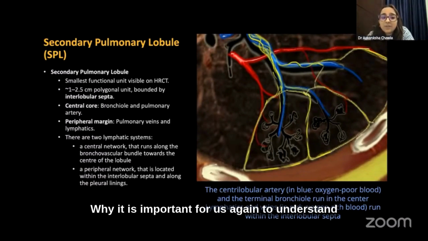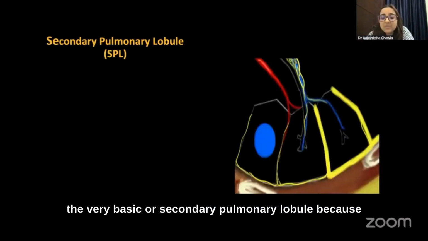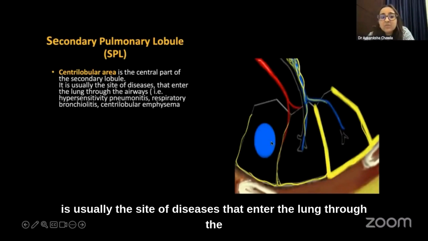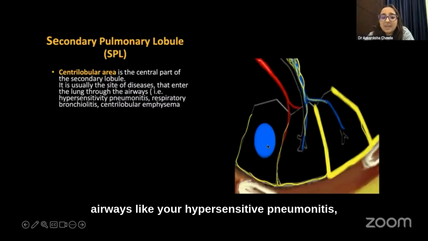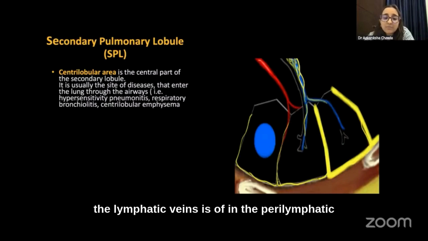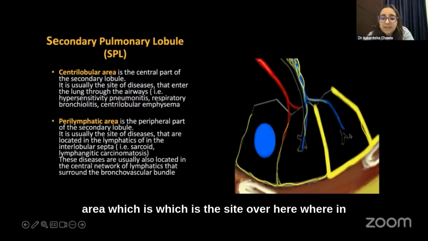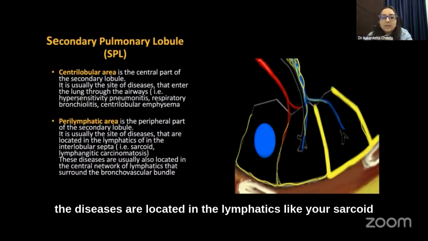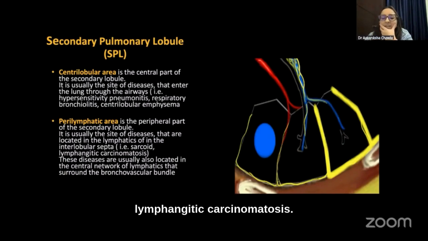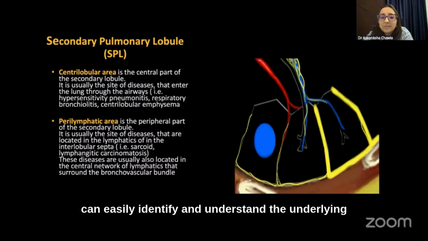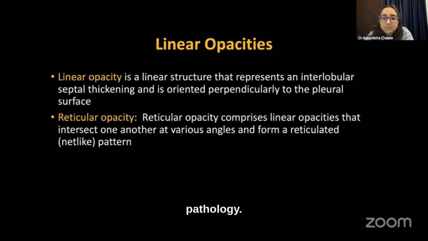Why is it important for us to understand the very basics of the secondary pulmonary lobule? Because the centrilobular area is usually the site of diseases that enter the lung through the airways, like your hypersensitivity pneumonitis, respiratory bronchiolitis, or centrilobular emphysema. And the perilymphatic area, which is the site where you have lymphatics and veins, is the site where the diseases located in the lymphatics occur, like your sarcoid, lymphangitic carcinomatosis. So if you understand this basic structure, you can easily identify and understand the underlying pathology.